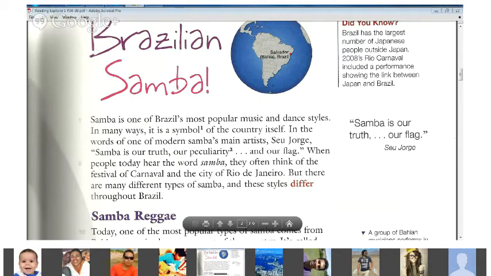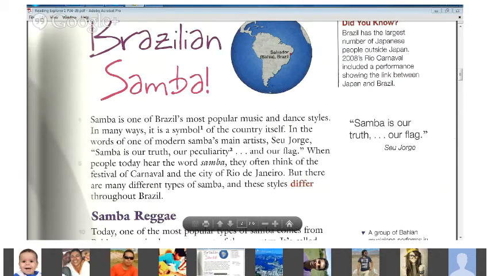When people today hear the word samba, they often think of the festival of Carnival and the city of Rio de Janeiro. But there are many different types of samba, and these styles differ throughout Brazil. Very good. Okay, excellent.